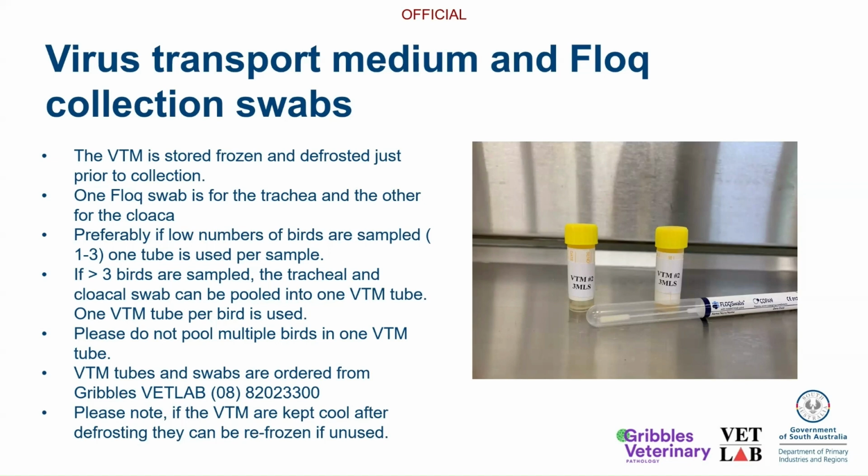We can provide those VTM tubes. Please contact the laboratory and they can be sent to your clinic. In addition, veterinary officers from PIRSA will also have tubes stored frozen at their offices, so you can contact a regional veterinary officer and they might be able to deliver the tubes quicker than, for our case from Adelaide, sending them on an overnight courier.